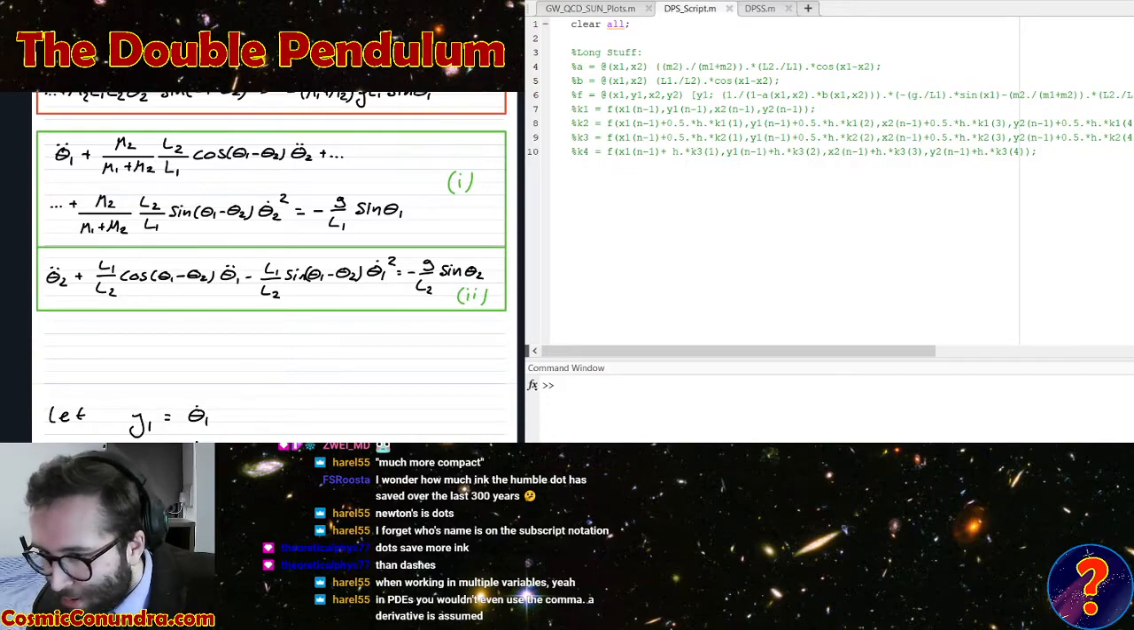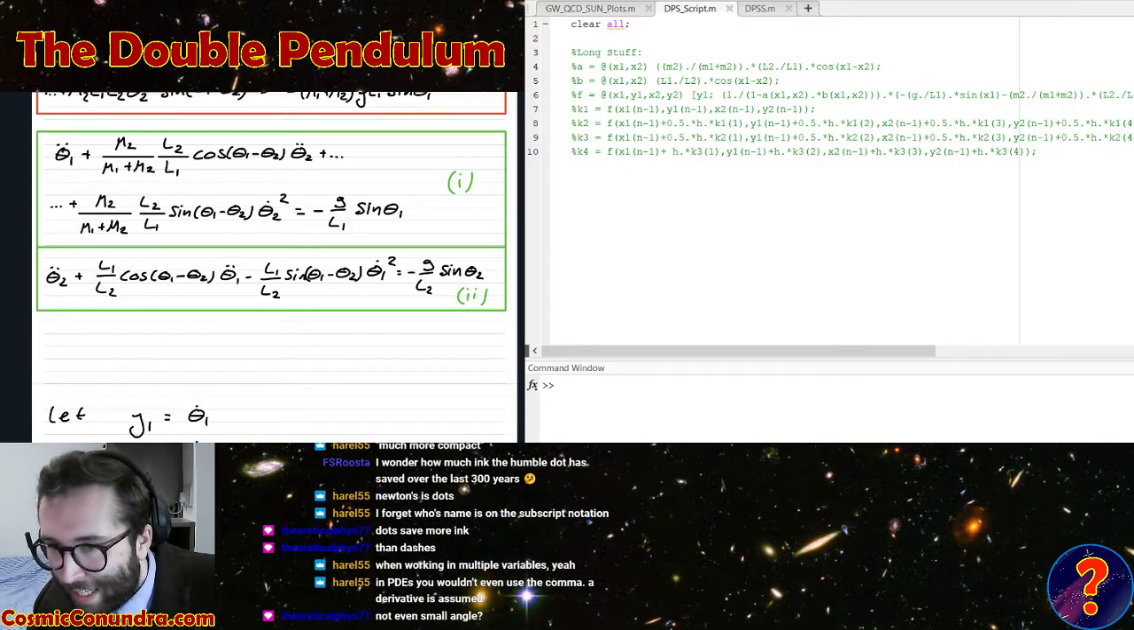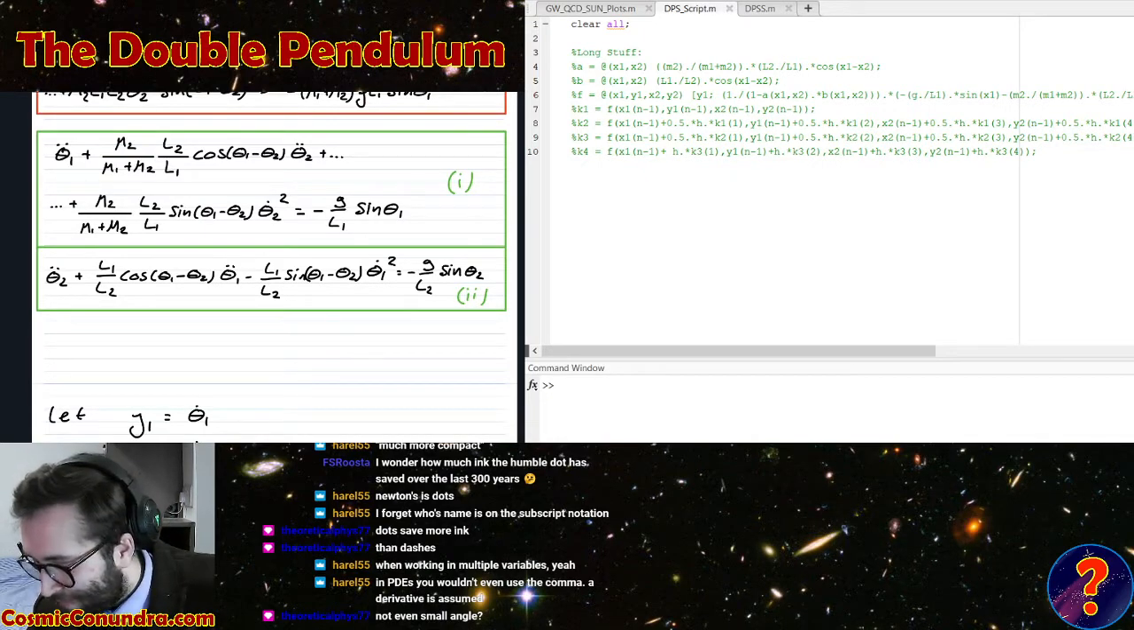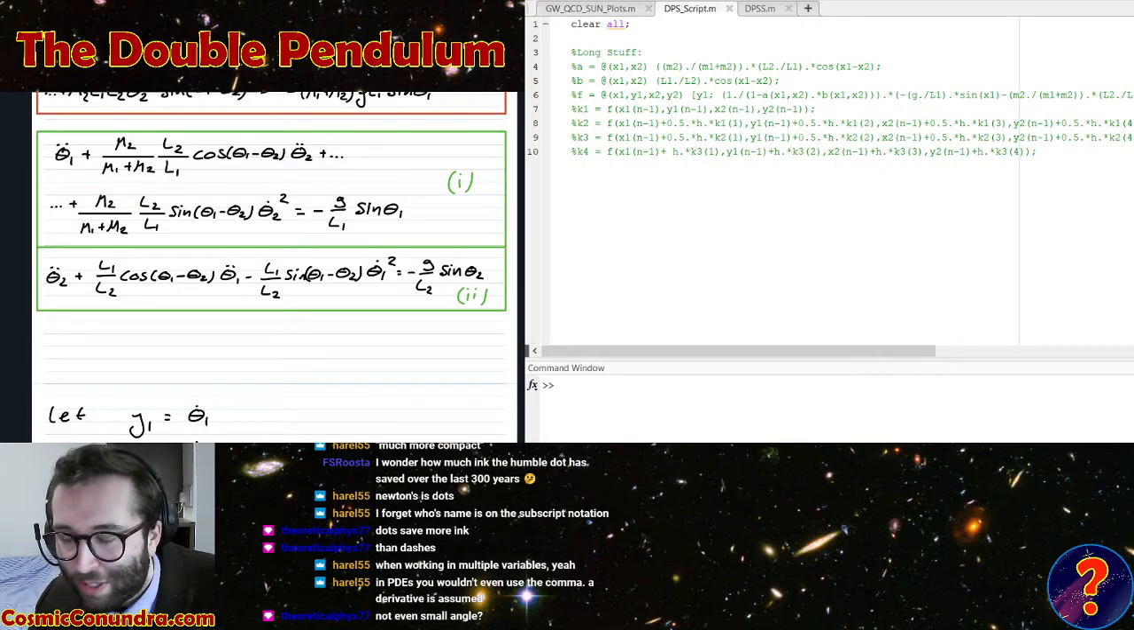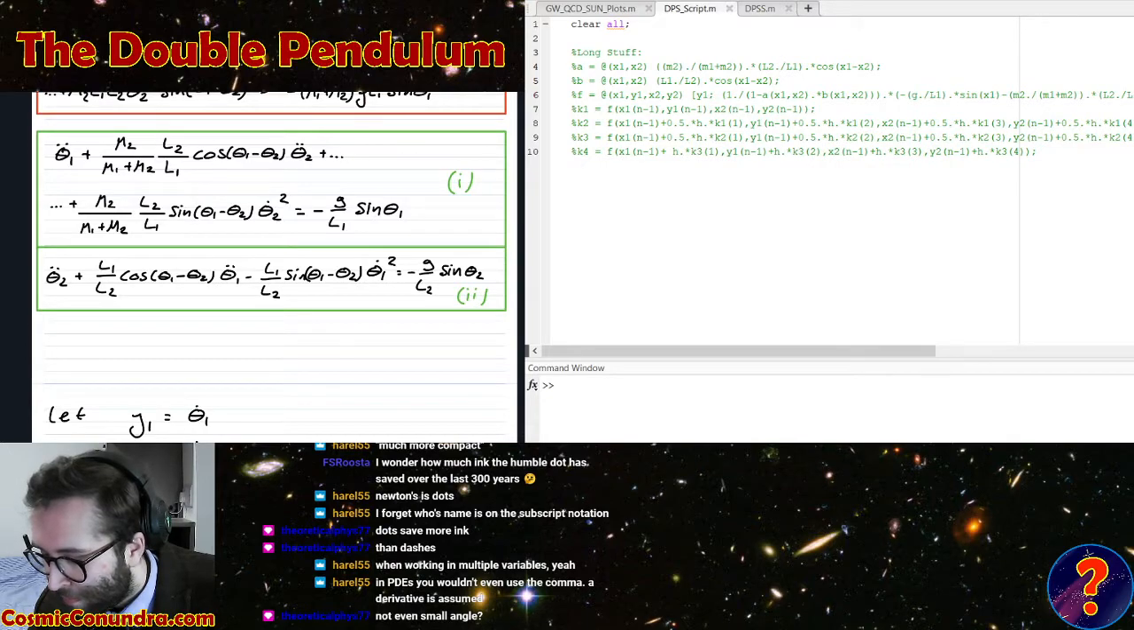So how do we approach it? We know we can't do it analytically, not even small angle. No, I don't think so. I think even with small angle for this one you couldn't solve it analytically. I think it would still have very non-linear and chaotic behavior. So when we solve it numerically, we're not going to use small angle. But no, with small angle this would not be solvable.